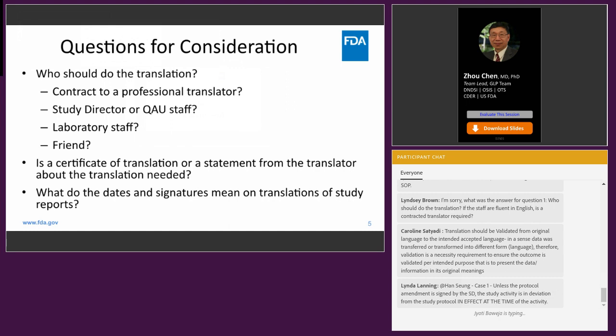I also want to mention two other things for the translation. There should be a SOP in the CRO, a SOP for translation, and this SOP should be followed. And the other thing is non-OECD countries, like foreign countries, if they are non-OECD members and the study was performed for FDA submission, they should follow the FDA regulations.